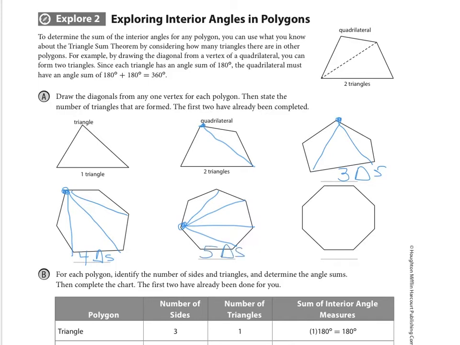And for our octagon, our nice little stop sign here, we'll pick a corner. I'm going to pick one down at the bottom this time. And we'll go across. I can't go to the one next to it, but we can go to this one, this one, this one, this one, and this one. And that makes, count them up, 1, 2, 3, 4, 5, 6 triangles.